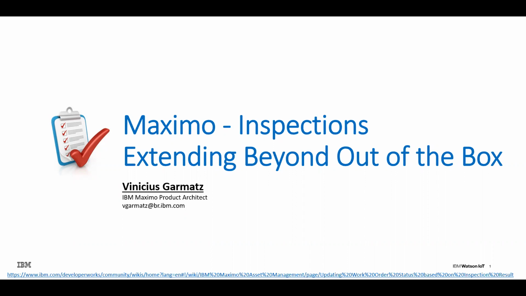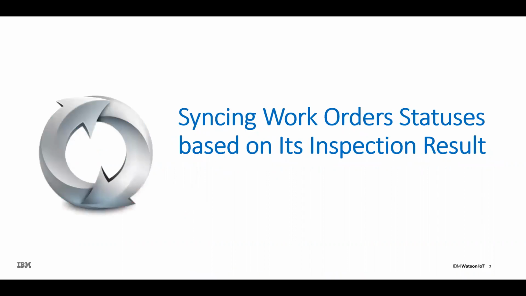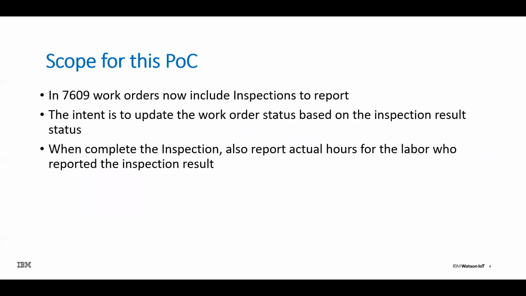And today I'm going to explain how this status sync between the inspection result and the work order piece was implemented. As you could see in the previous video, the moment I change my status on the inspection result, it automatically changes the work order status to keep them in sync, as well as reporting actual labor hours at the time you complete that individual inspection result.